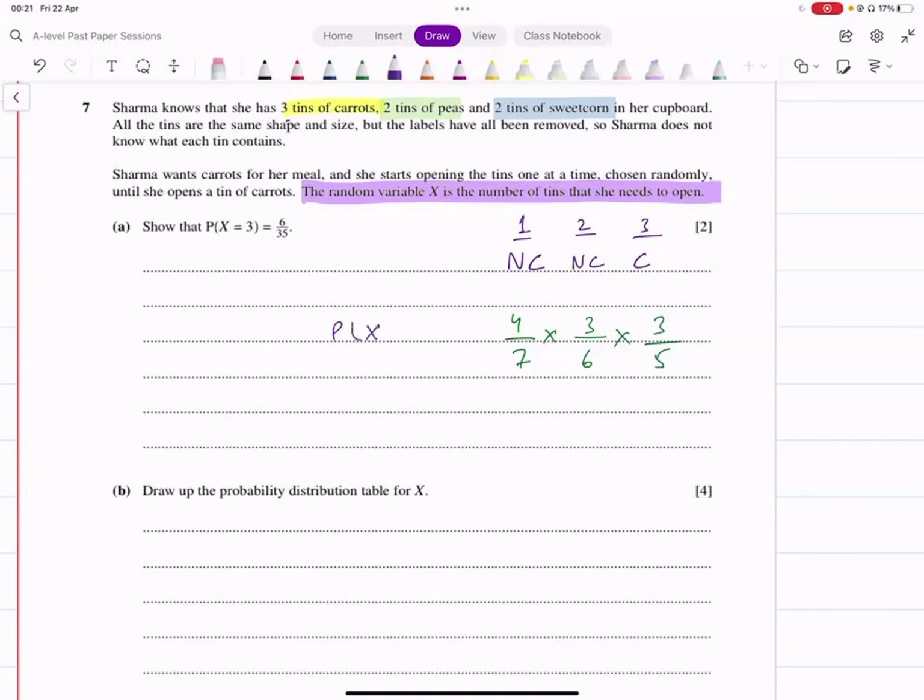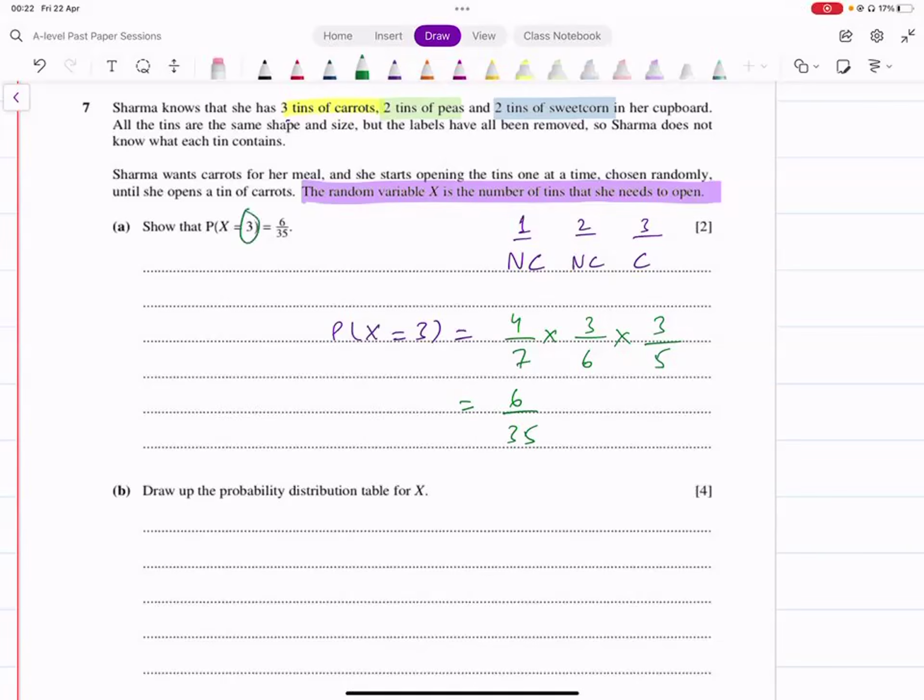That's going to be this. इसको evaluate कर लें, देखना आपके पास क्या आता है. 4 divided by 7 into 3 divided by 6 into 3 divided by 5, and getting 6 over 35, and that's what we wanted to prove there. 6 over 35. Acha, now it says draw up the probability distribution table for x.